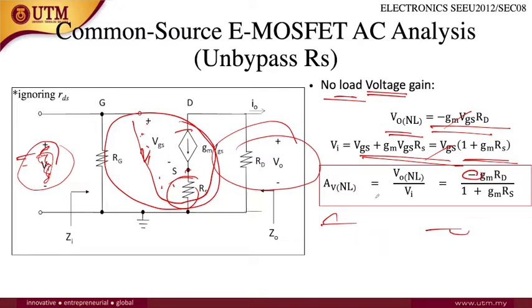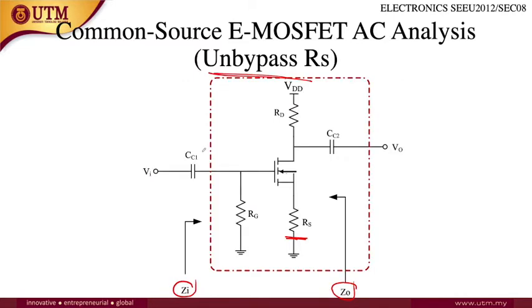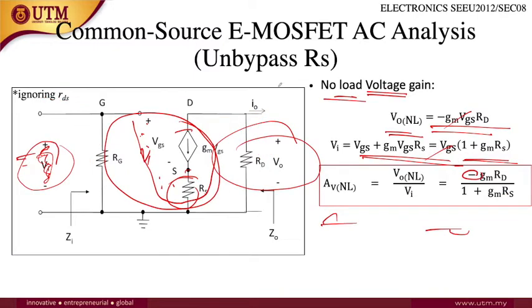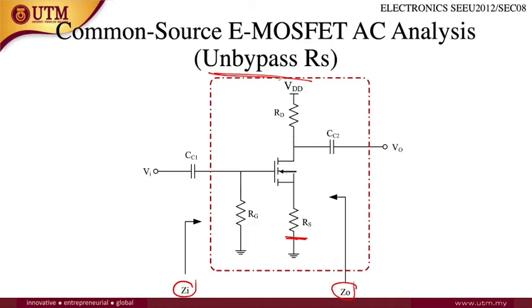So this is an example of how you solve the equations of the AC analysis of bias circuits. We focus on common source and also voltage divider bias. You need to know both the unbypassed and bypassed conditions.